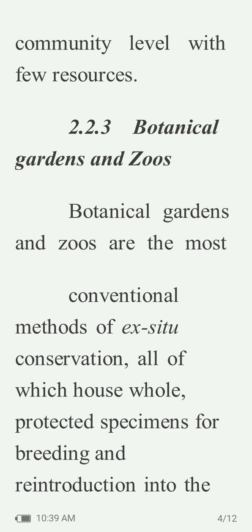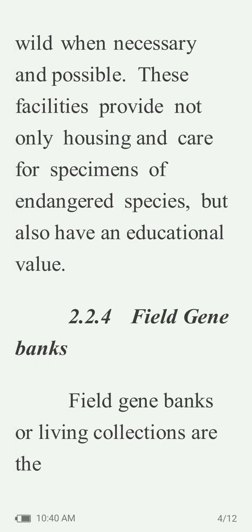Next one is the botanical gardens and zoos. Botanical gardens and zoos are the most conventional methods of ex situ conservation, all of which house protected specimens for breeding and reintroduction into the wild when necessary and possible. These facilities provide not only housing and care for specimens of endangered species but also have an educational value.